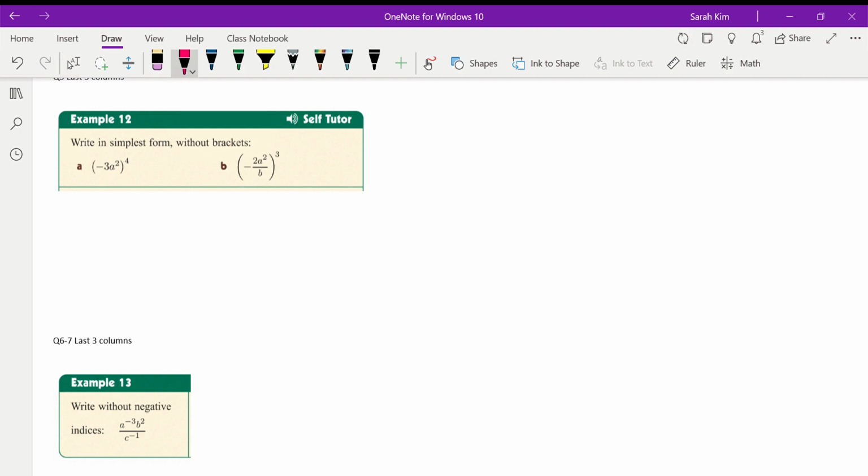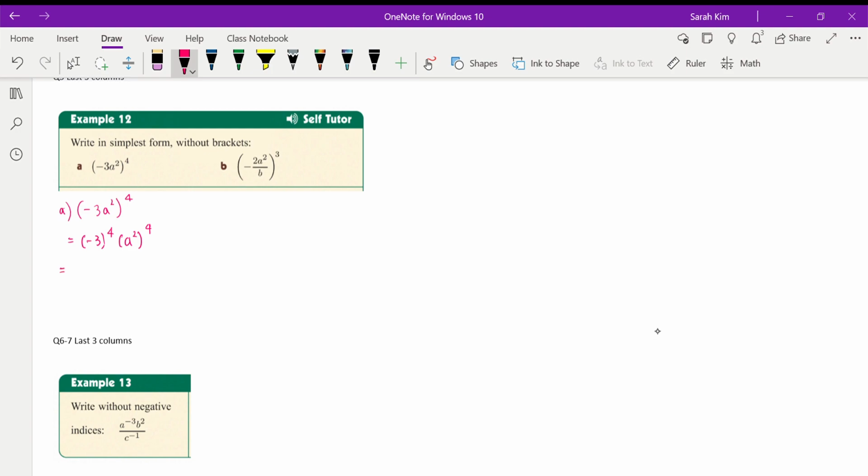Example 12. Write in the simplest form without brackets. Now, if there's lots and lots of terms inside the brackets and there's a power outside the bracket, you just need to make sure that every term, everything inside the bracket, gains that power of 4. So all I have to do for this one, I'm just going to copy it first, is make sure the -3 gets the power of 4. So this will look something like this. Make sure you have a bracket, and then make sure the a squared gets the power of 4. And then we just simplify it.